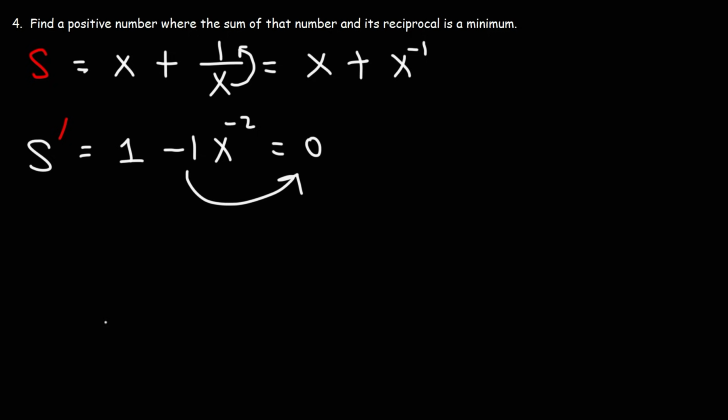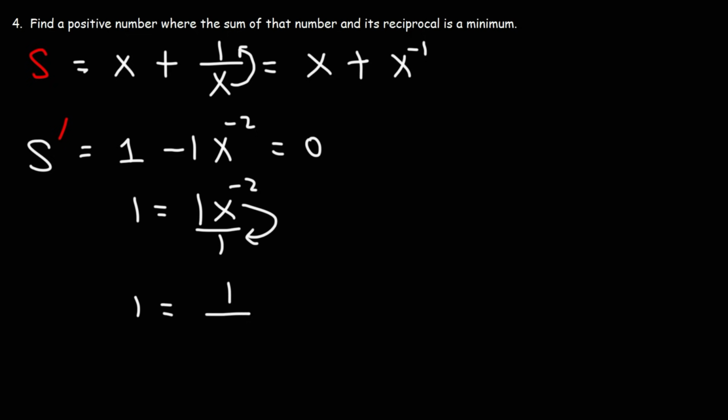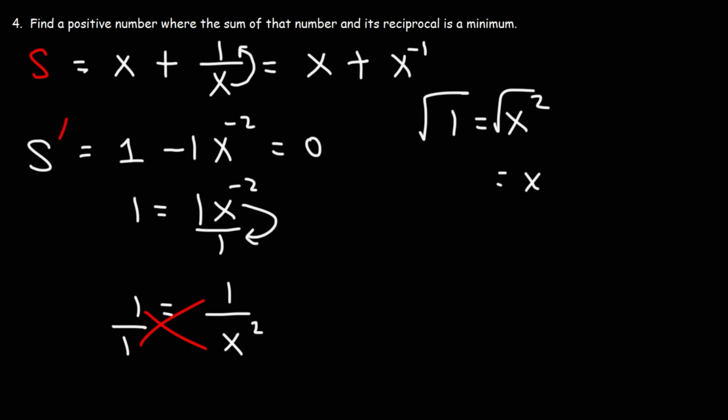Now let's move this to the other side. So we have 1 is equal to 1x to the negative 2. Now let's bring this to the bottom. So we have 1 is equal to 1 over x squared. And then we can cross multiply. So this gives us 1 is equal to x squared. Taking the square root of both sides, x is equal to plus or minus 1. But we only want the positive numbers, so we're going to go with positive 1.